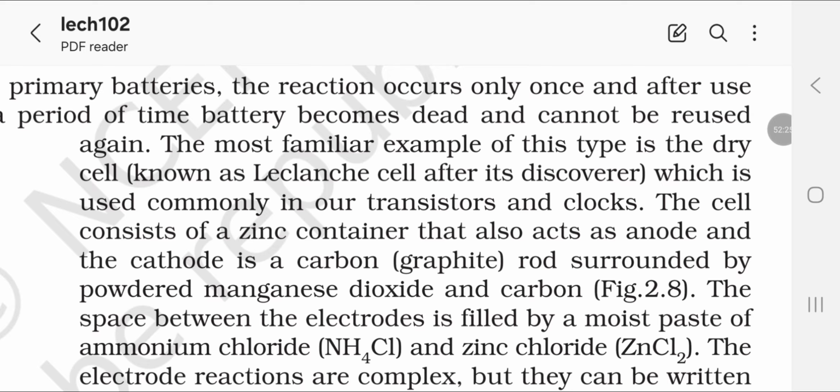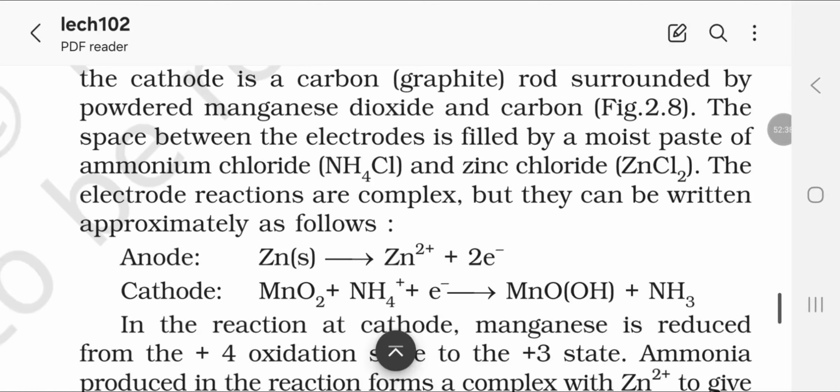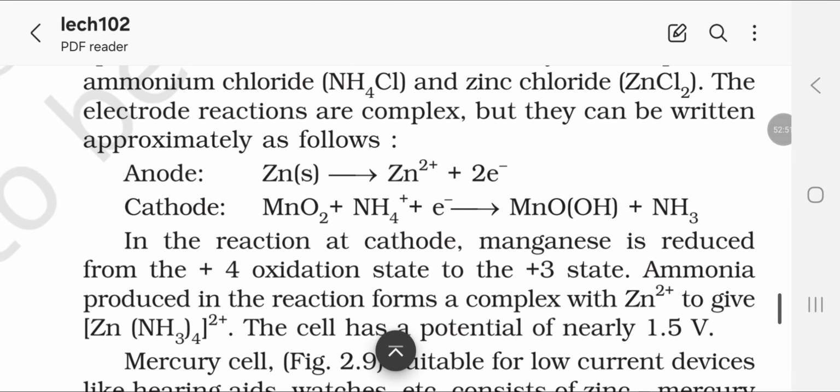The cell consists of a zinc container that also acts as the anode, and the cathode is a carbon rod surrounded by powdered manganese dioxide and carbon. The space between the electrodes is filled by a moist paste of ammonium chloride and zinc chloride. The electrode reactions are complex, but they can be written approximately as follows. At the anode, Zn gives out Zn2+ plus 2 electrons. At the cathode, MnO2 plus NH4+ plus electron gives out MnOOH plus ammonia.